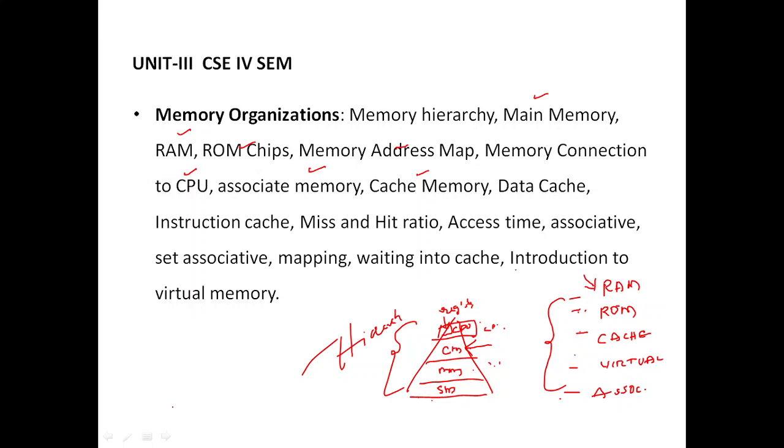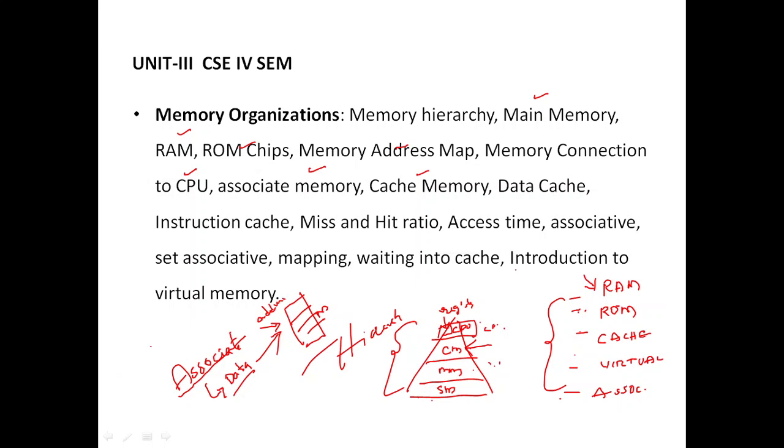When it comes to the associative memory, if you want to fetch anything in the memory, normally we do it with the address. But with the associative memory, you search the memory with the data. So with the data we search instead of the address. So that is the associative memory. What is the data cache, instruction cache, what is the miss and hit ratio, what is the access time, what is associative and set associative mapping, everything we will study over here.